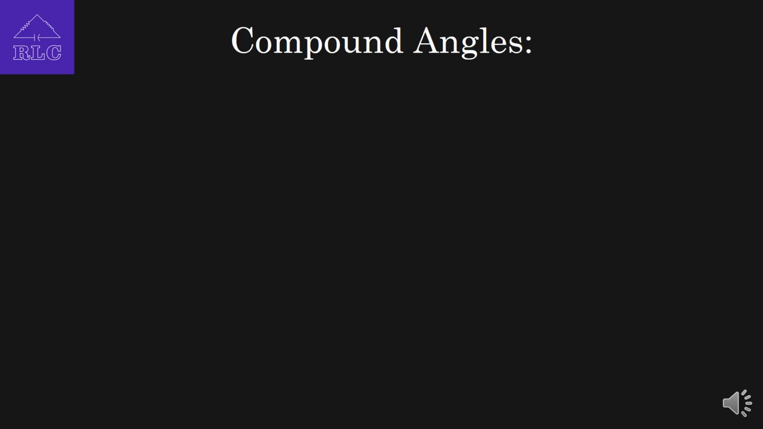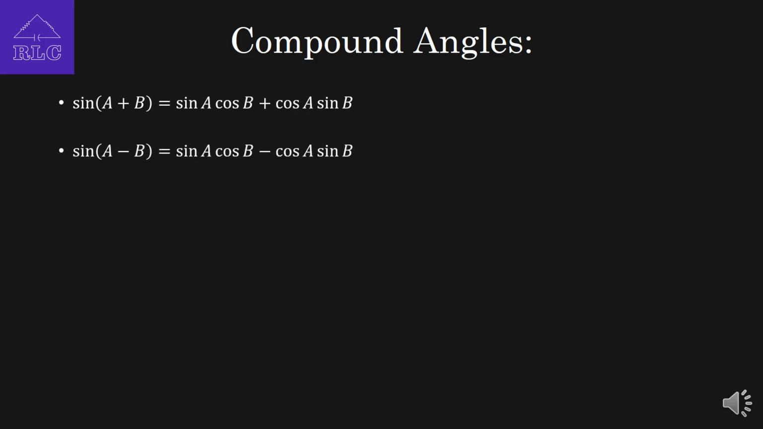Here the compound angle is nothing but a trigonometric function of operation between any two angles. So let us have some identities on it. Sin of a plus b equal to sin a cos b plus cos a sin b. Similarly, sin a minus b equal to sin a cos b minus cos a sin b.